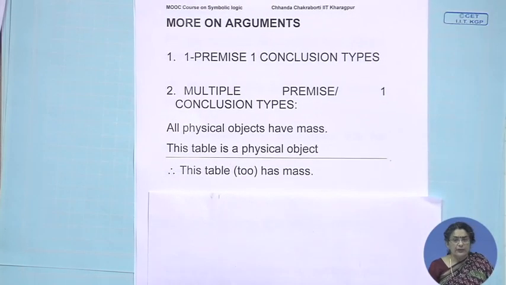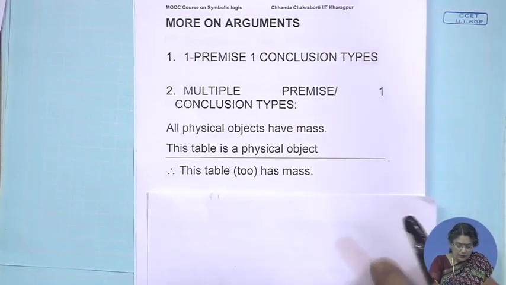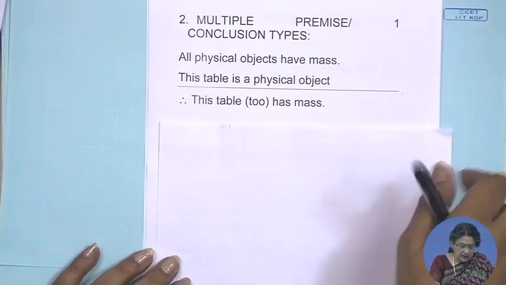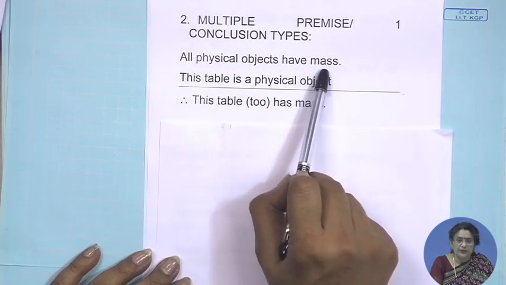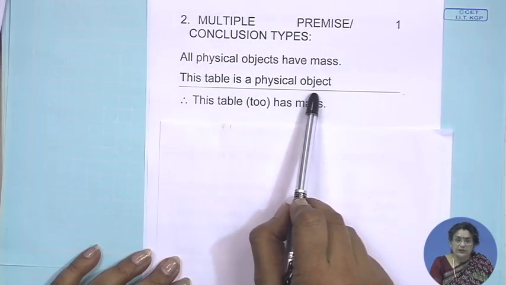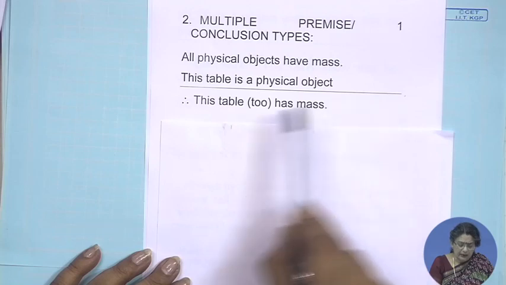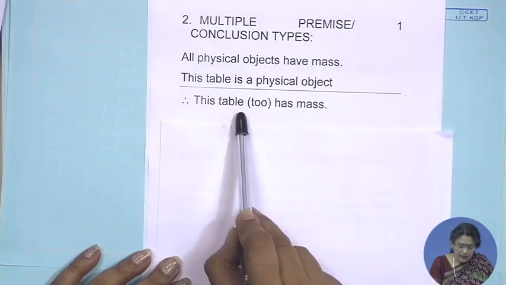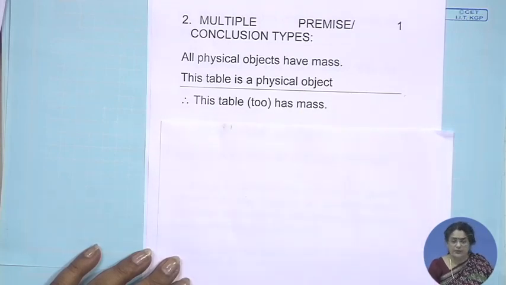Here is a small sample of the two premise, one conclusion sort, which says that premise number 1 is all physical objects have mass. Premise 2: this table is a physical object. Note the dividing line. Here comes the triple dot. Here comes the conclusion. This table too has mass.